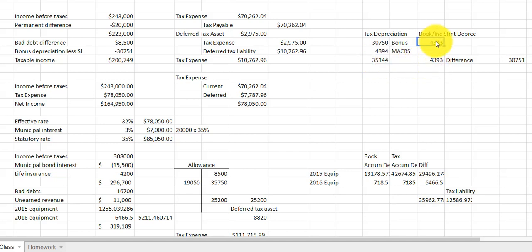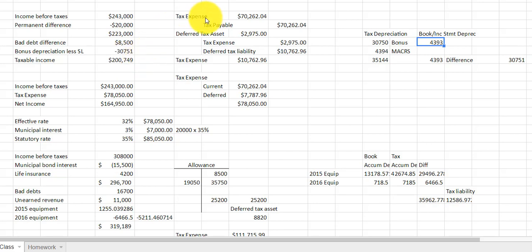For our income statement, it's easy. We just take the $61,500, divide by 7, and then divide by 2 for the half-year convention, and get $4,393. The difference is $30,751. That is how much additional depreciation you're going to deduct for year 1 on the tax return, giving you taxable income of $200,749.